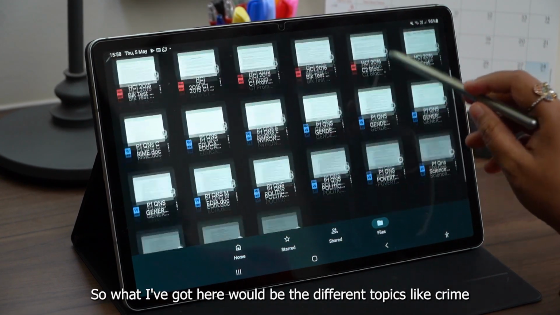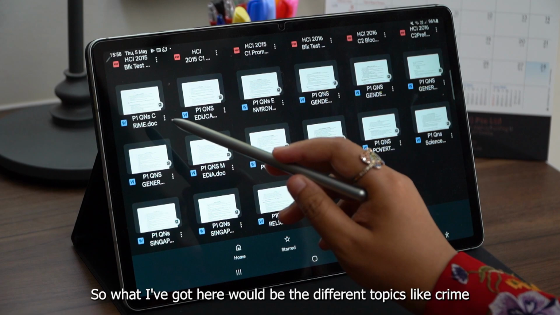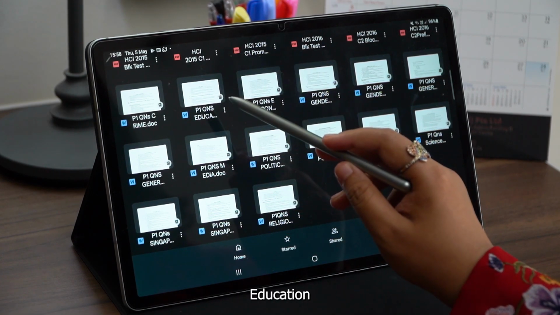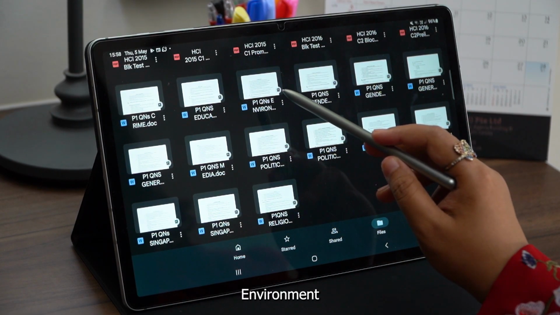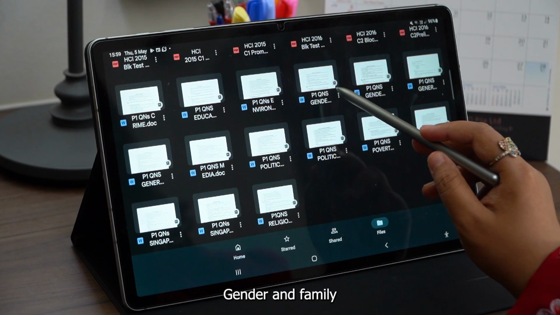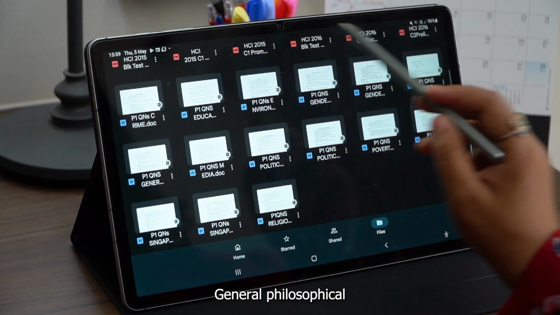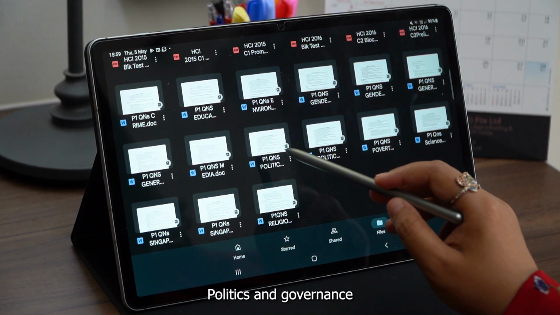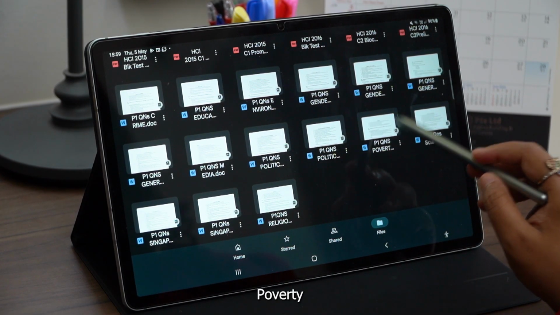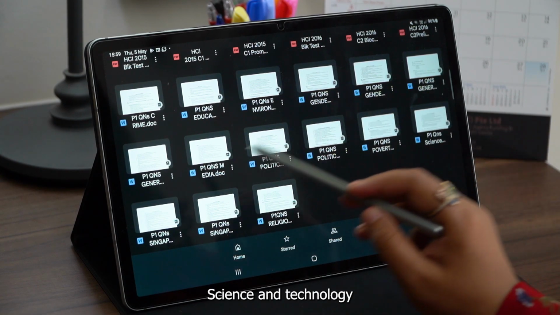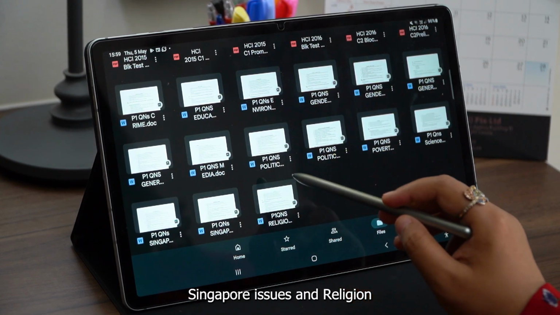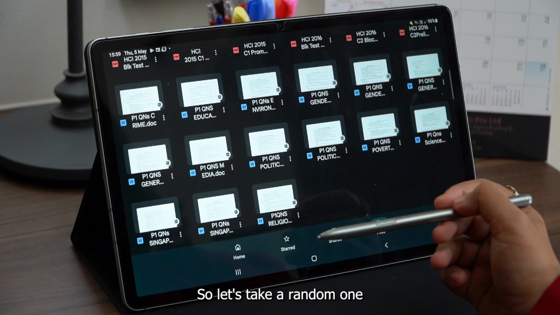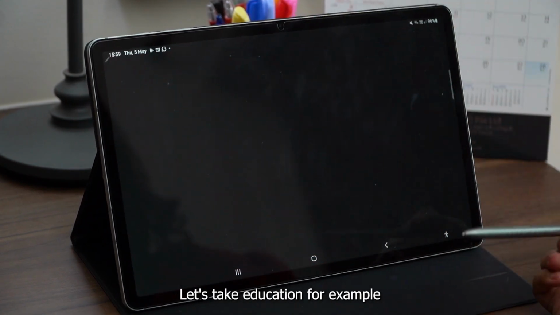What I've got here are the different topics like crime, education, environment, gender and family, general philosophical, general social, media, politics and governance, poverty, science and technology, Singapore issues, and religion. So let's take a random one. Let's take education, for example.